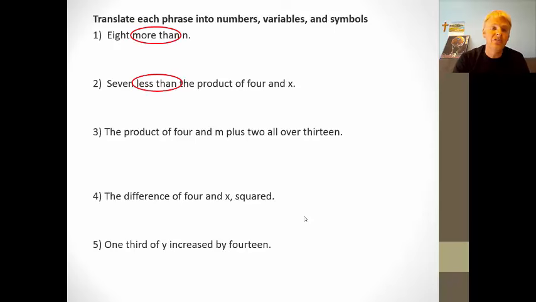Now the tricky one in these two is the more than and the less than. Remember, this does mean addition and subtraction, but we talked about how you have to remember to flip the order. So 8, even though it comes first in the verbal phrase, is going to come second in our mathematical phrase. So 8 more than n is n plus 8. Same thing in number 2. 7 less than the product of 4 and x. 7 comes first in the verbal phrase. It's actually going to come second in the mathematical phrase, 4x minus 7.